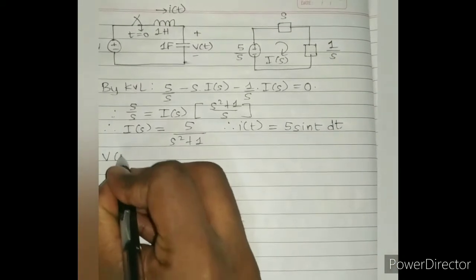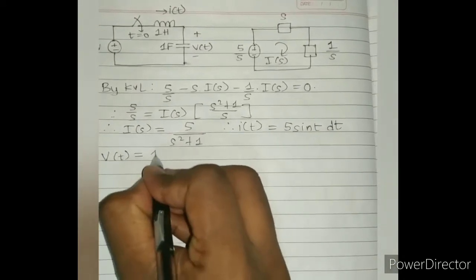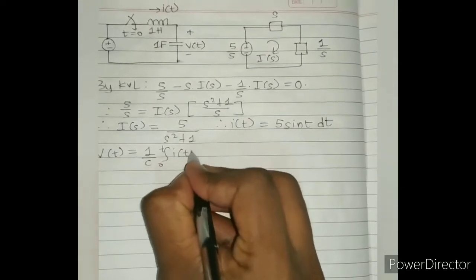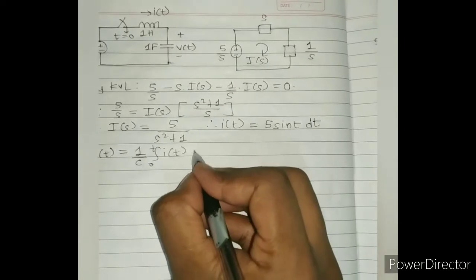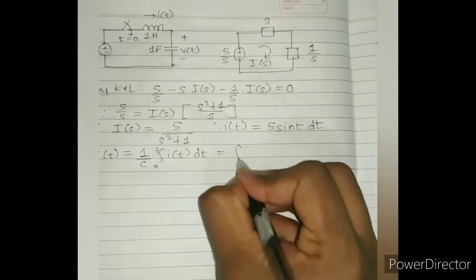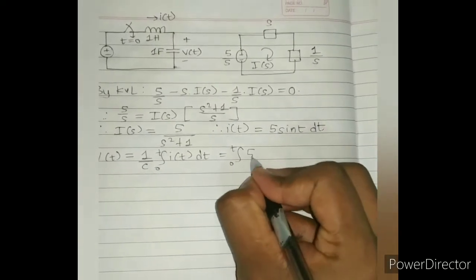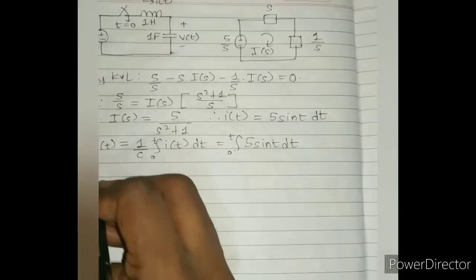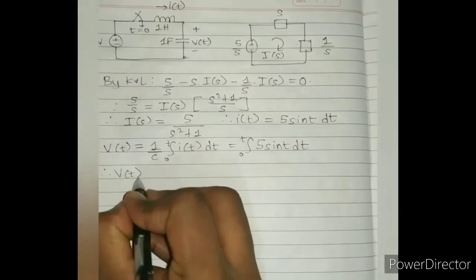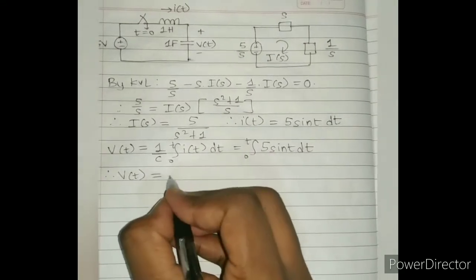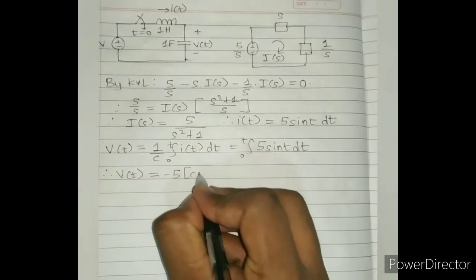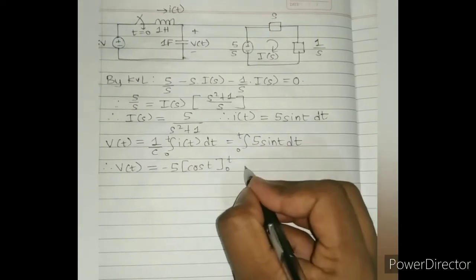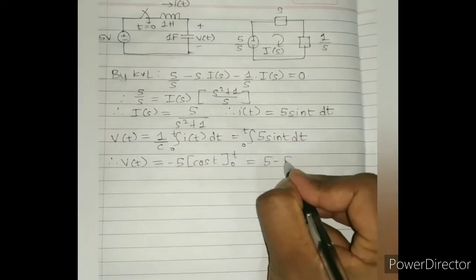Now v of t is equal to 1 upon c integral of 0 to t I of t dt is equal to integration of 0 to t phi sin t dt. Therefore v of t is equal to minus phi cos t, limits from 0 to t, is equal to phi minus phi cos t.